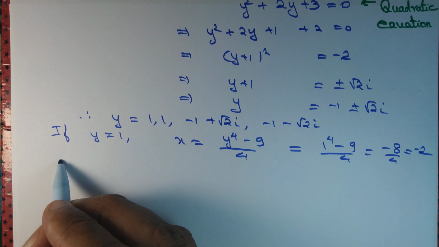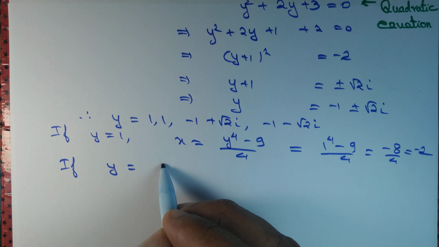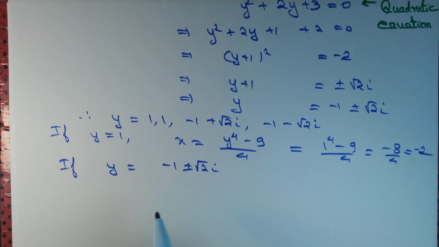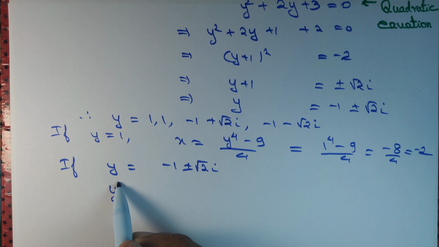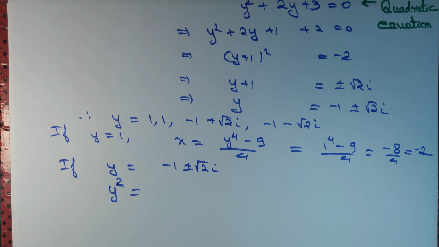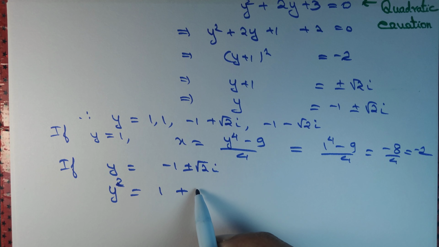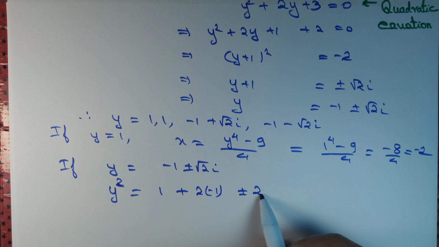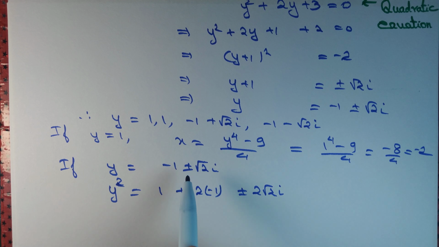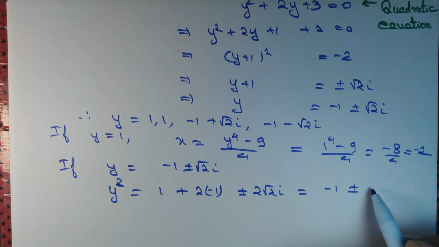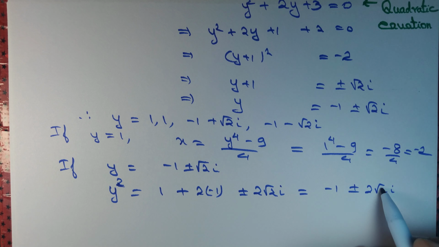What if y equals minus 1 plus minus root 2i? Then we need y to the power 4 to compute, so let's compute y square first. If you know the binomial theorem, then you can do it directly. a square, minus 1 square is 1, plus b square, root 2 square is 2, minus 1 square, i square is minus 1, plus minus 2 into root 2 into i. It doesn't matter whether we write plus or minus first. So that's equal to 1 minus 2, which is minus 1, plus minus 2 root 2 i.